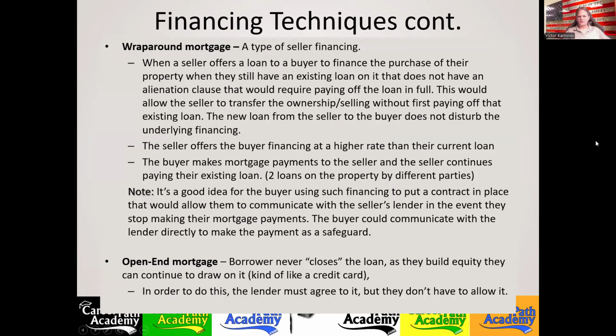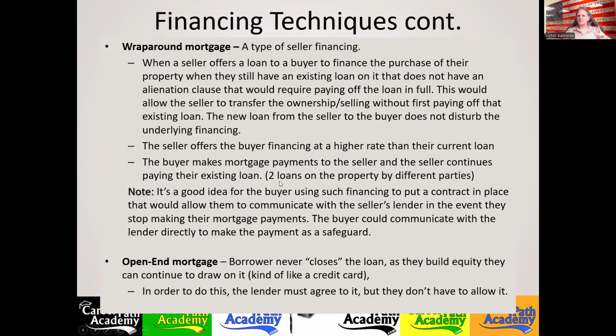And then you have the wraparound mortgage, which is a type of seller financing, where a seller offers a loan to a buyer to finance the purchase of their own property when they still have an existing loan on it that does not have an alienation clause that would require them to pay it off in full. This would allow the seller to transfer the ownership, selling without first paying off that existing loan. The new loan from the seller to the buyer does not disturb the underlying financing. The seller offers the buyer financing at a higher rate than their current loan. The buyer then makes a mortgage payment to the seller, and the seller continues paying off their existing loan.